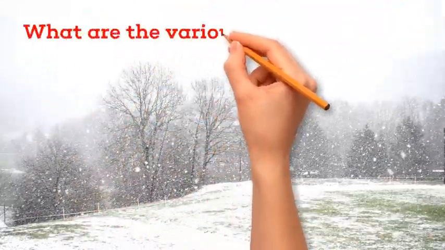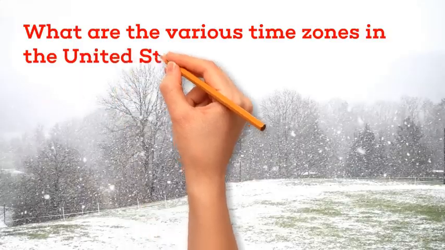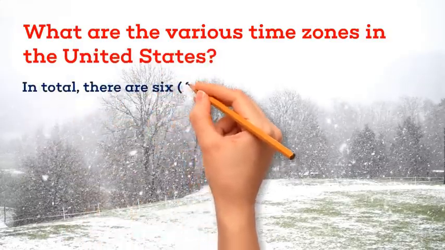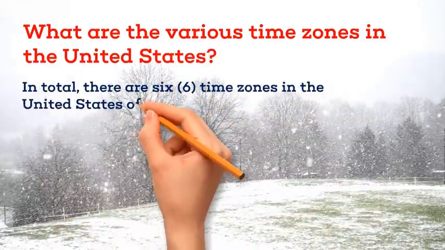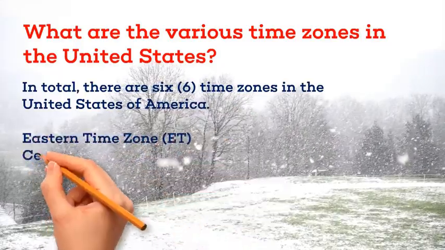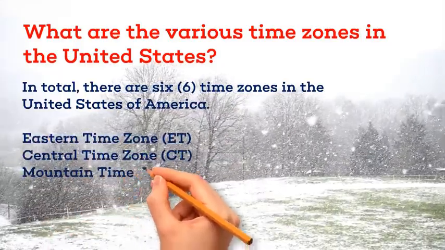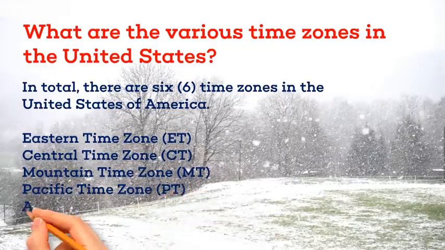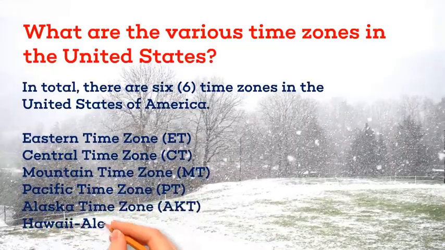What are the various time zones in the United States? In total, there are 6 time zones in the United States of America: Eastern Time, Central Time, Mountain Time, Pacific Time, Alaska Time, Hawaiian Time.